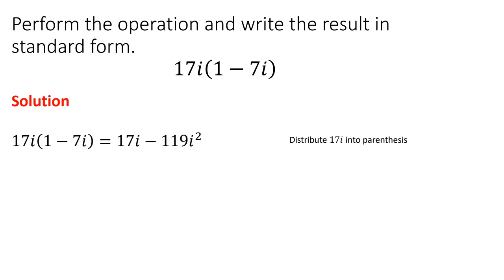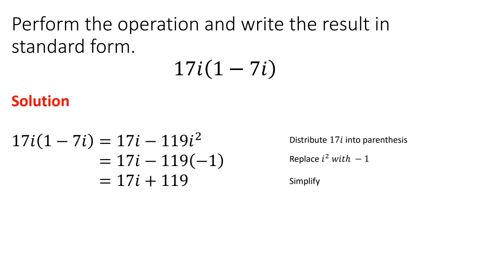But what is i squared? i squared is -1. So I replace the i squared with the -1. So negative 119 times -1 gives me a positive 119. But please don't write this answer on your homework. It's not in standard form. I have to rearrange the order. The right order is the real plus imaginary: 119 plus 17i. Easy stuff, I hope. All right, so this is my standard form, real plus imaginary.